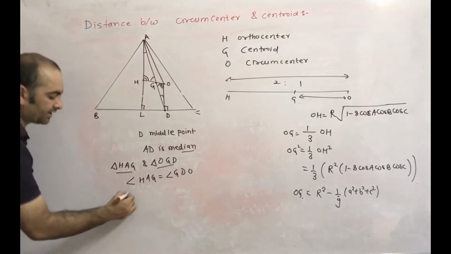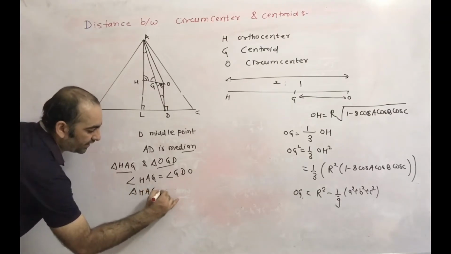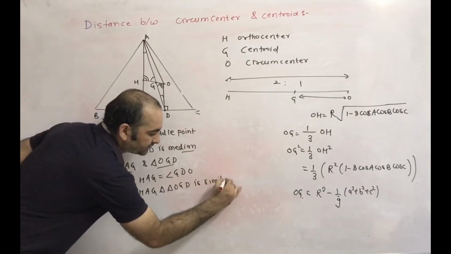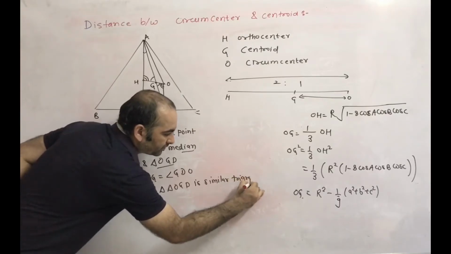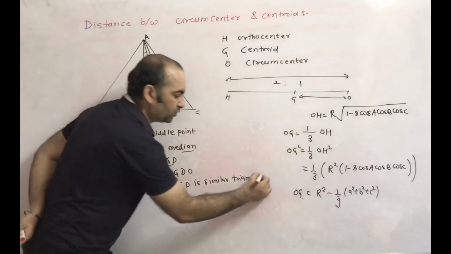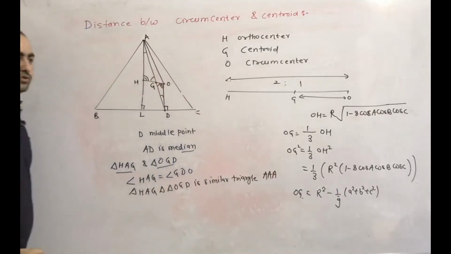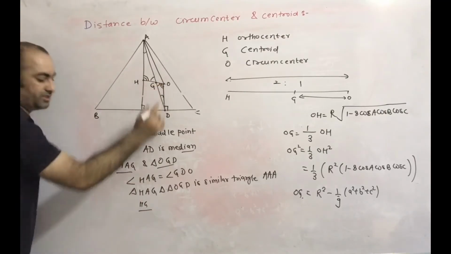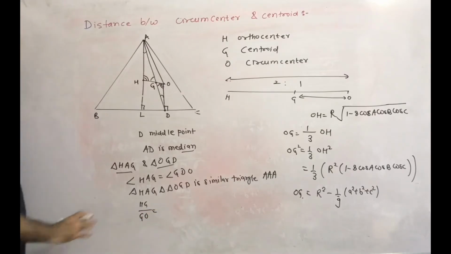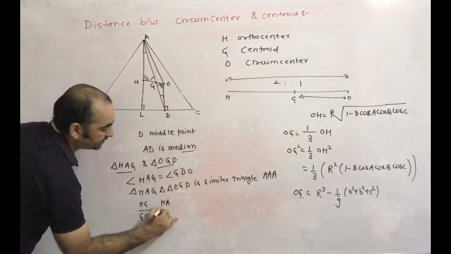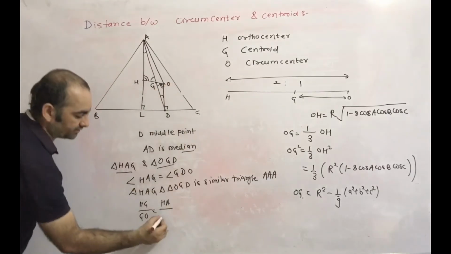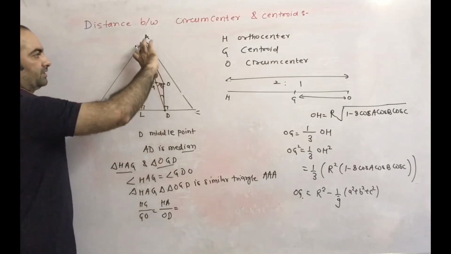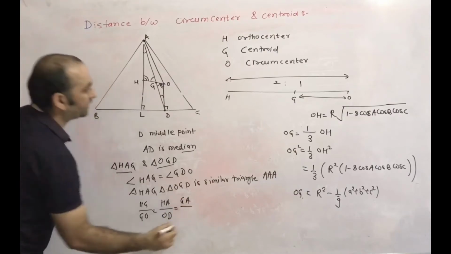So from here we can say that triangle HAG and triangle OGD are similar, because all three angles are equal by the AAA rule. So HG divided by GO equals HA over OD, which equals GA over GD.